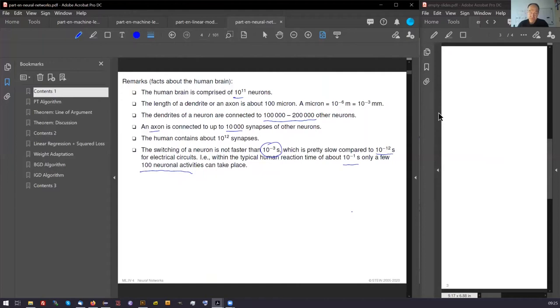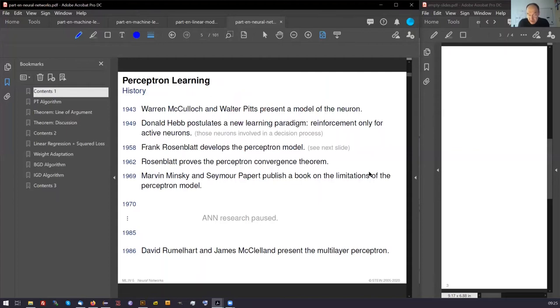Having this in mind, what we think, or what people thought, is happening in our brain, I give a brief sketch of the history. 1943, the famous Warren McCulloch and Walter Pitts presented a model of the neurons, something like I've shown you here before. And perhaps even more interesting, because this is in fact used today, was the work of Donald Hebb.